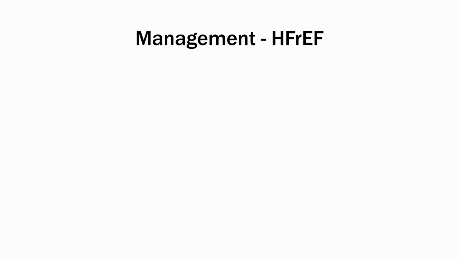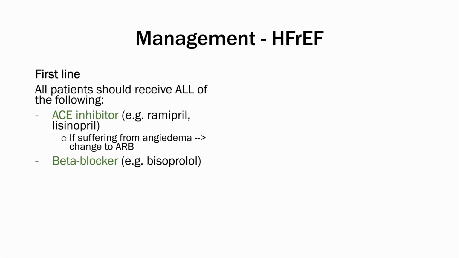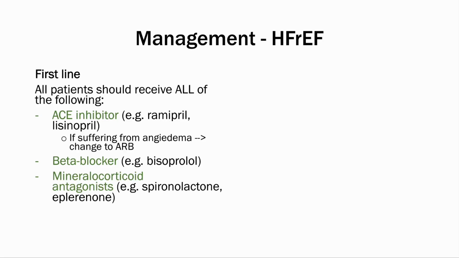So, management. Here, things are different depending on the type of heart failure we're dealing with, and there have been some recent changes. For heart failure with reduced ejection fraction, the current NICE guidance recommends that all patients should be started on all 4 of the following drugs. First one is an ACE inhibitor. Next one is a beta blocker. Next one is a mineralocorticoid antagonist such as spironolactone or eplerenone. And lastly, we also have the SGLT2 inhibitors such as dapagliflozin.